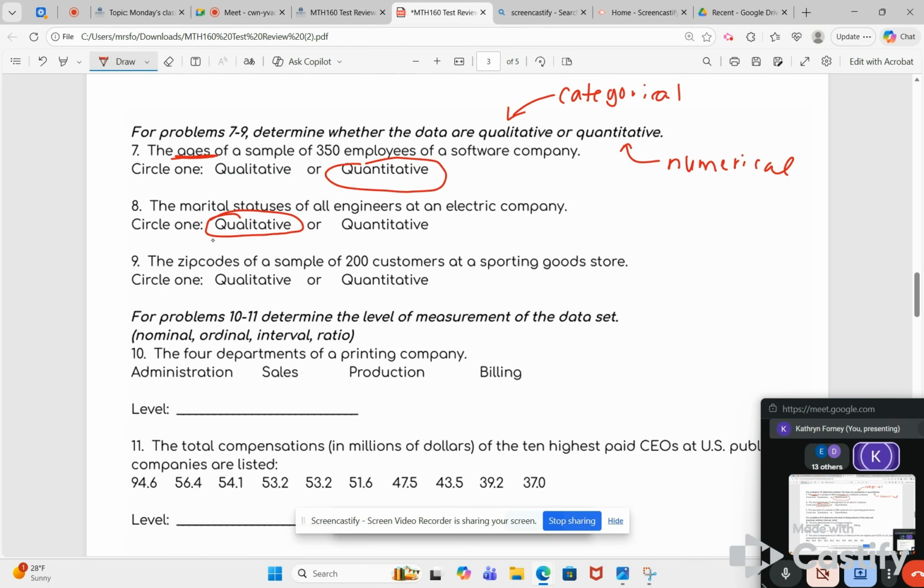Now, zip codes. Zip codes may be numbers, but is it numerical in an ordering sense? Or are they more like labels?